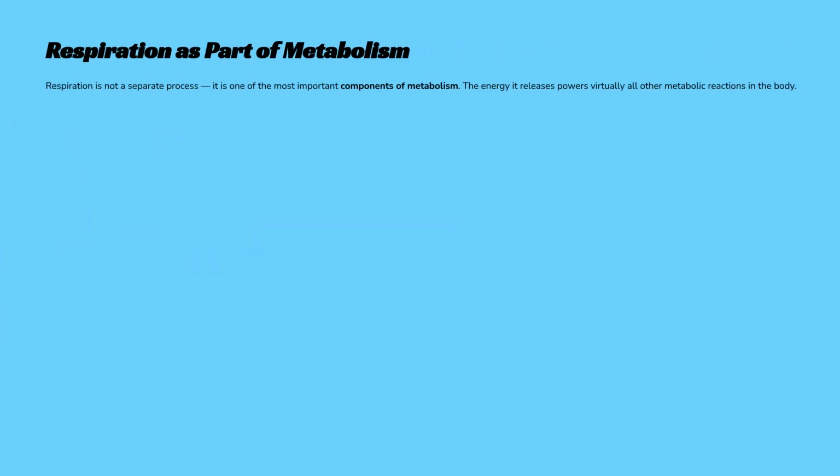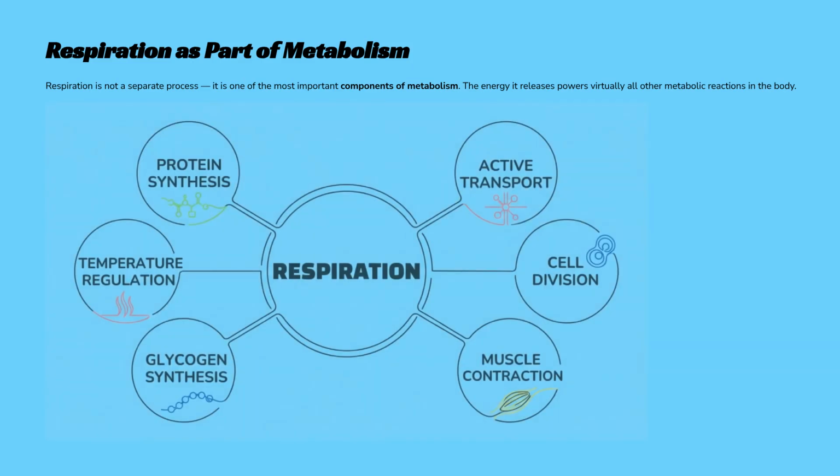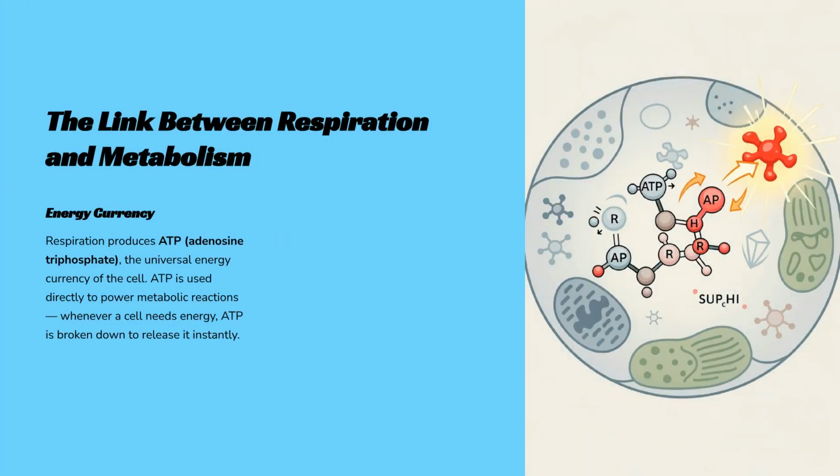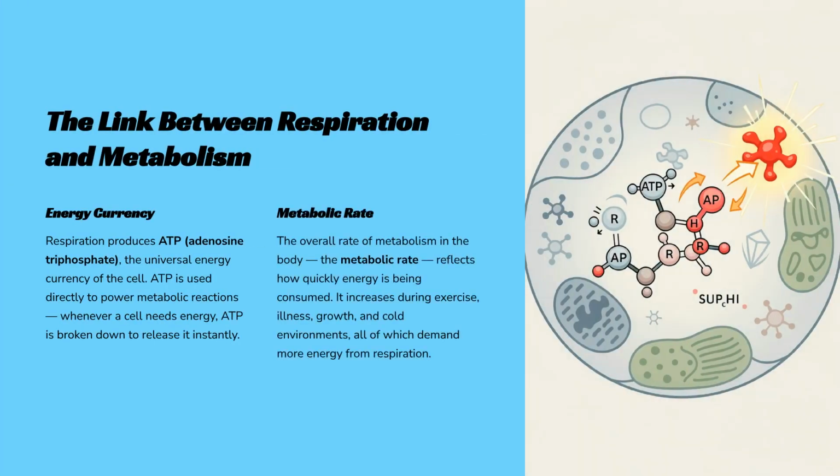Respiration is not separate from metabolism. It is a core component. The energy it releases is what powers all other metabolic reactions in the body. Cells need a constant supply of energy. Unlike a battery, cells cannot store ATP, so respiration must continue in real time to meet demand. Respiration produces ATP, our cellular energy currency. Your metabolic rate reflects how quickly you are using this energy, and it fluctuates based on your activity level.